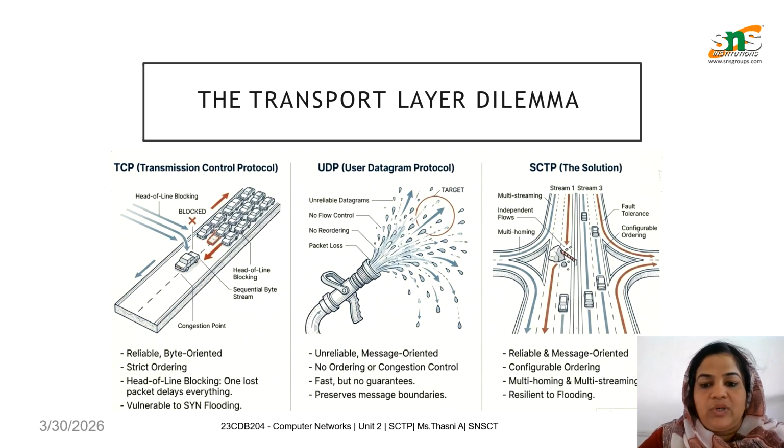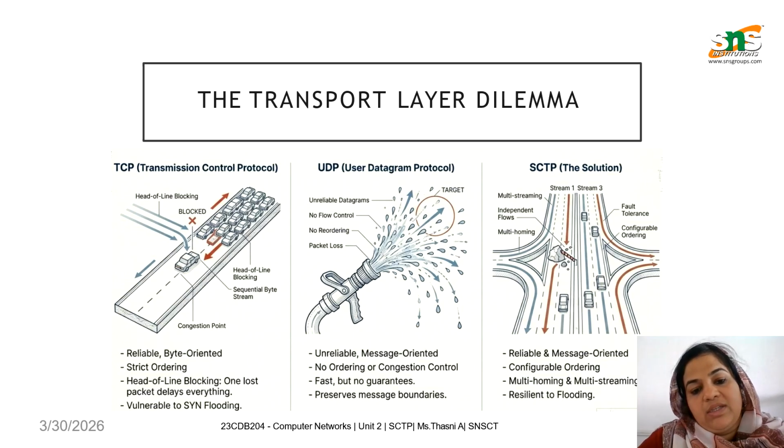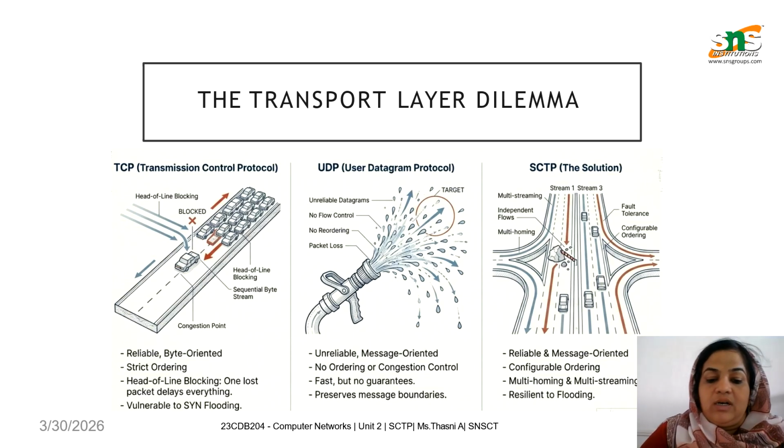So here comes the transport layer dilemma. With the Transmission Control Protocol, your data will be sent as reliable, byte-oriented, strictly ordered, with head-of-line blocking. One packet delays everything, and it's vulnerable to SYN flooding. And UDP, the User Datagram Protocol, has unreliable datagrams, no flow control, no reordering, and packet loss is a targeted one. It is unreliable and message oriented, with no ordering or congestion control. It is fast, but there's no guarantee. It preserves message boundaries. And SCTP is the solution we found.